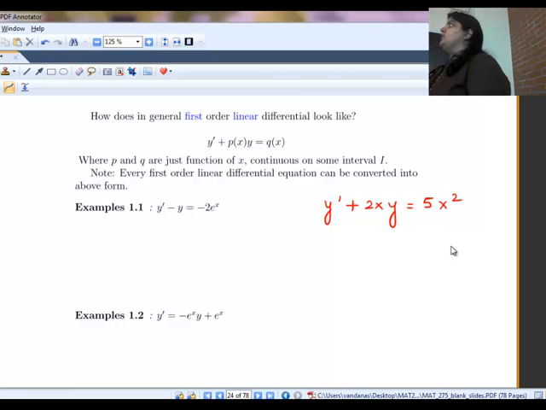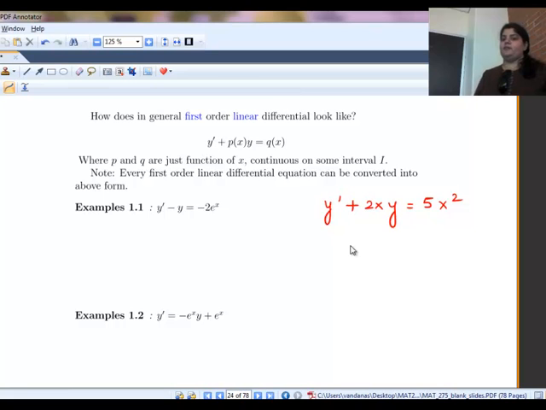But try to convert it if you can. So you will do what? You will first isolate y prime, right? Push everything on the left except y prime to the right. So you will get 5x square minus 2xy. So you will get y prime equals 5x square minus 2xy.